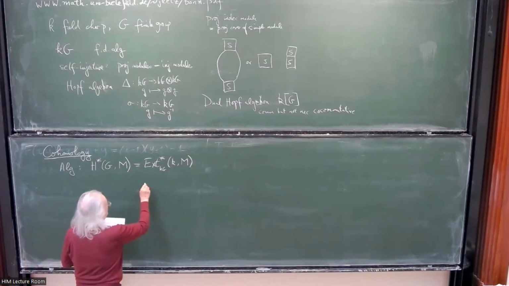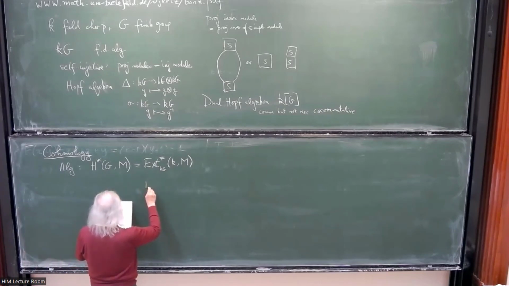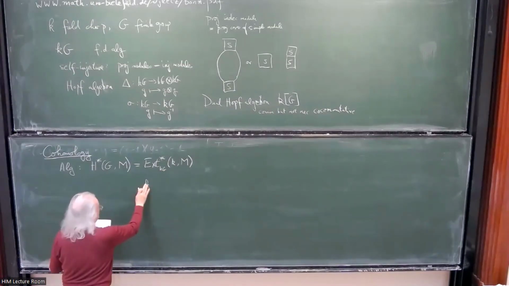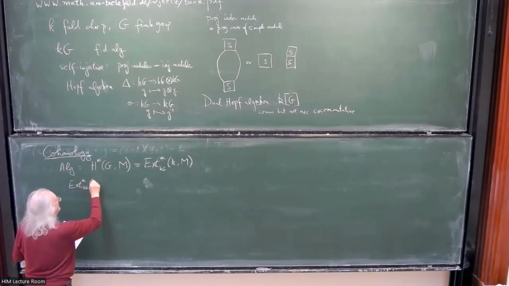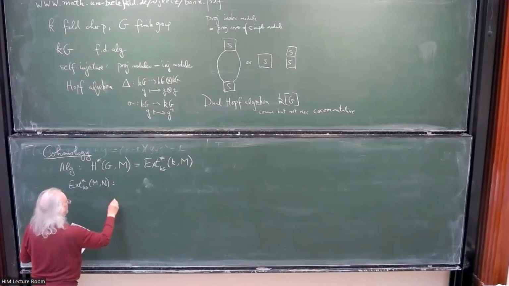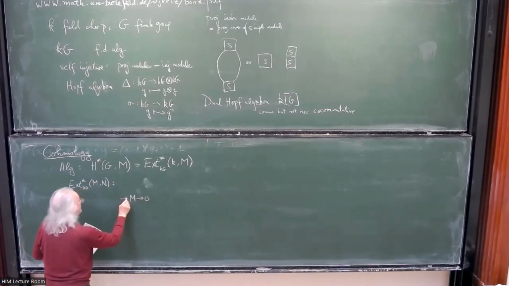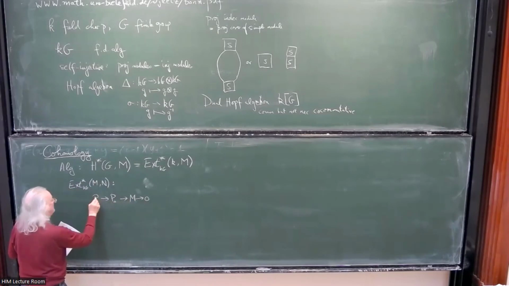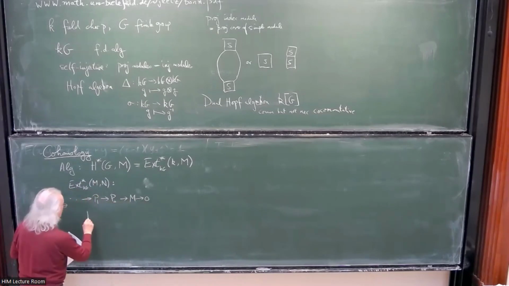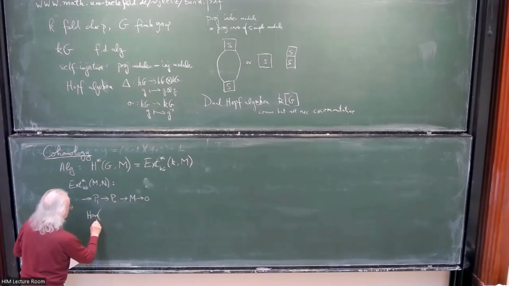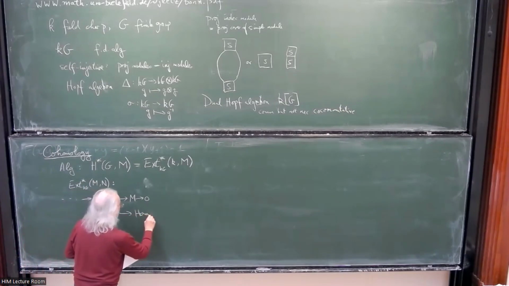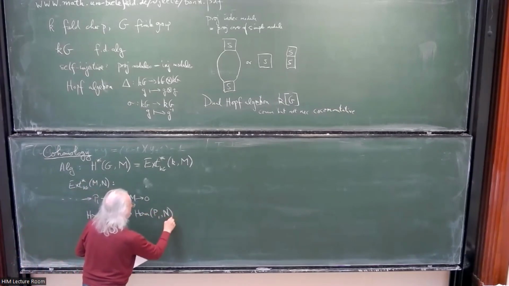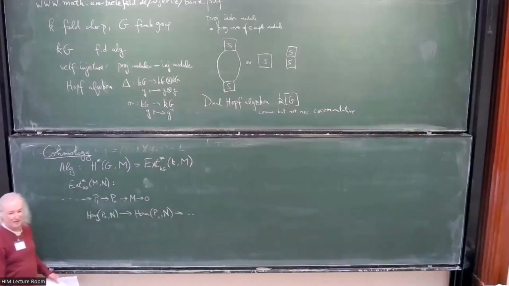So what do you do? Actually, let's just write up how to look at Ext star KG of M, N in general. You take your resolution of M by projective modules, and then you hom into N. So you take Hom sub KG of P0 into N, and then the maps of course go the other way. And you take the cohomology of this complex.